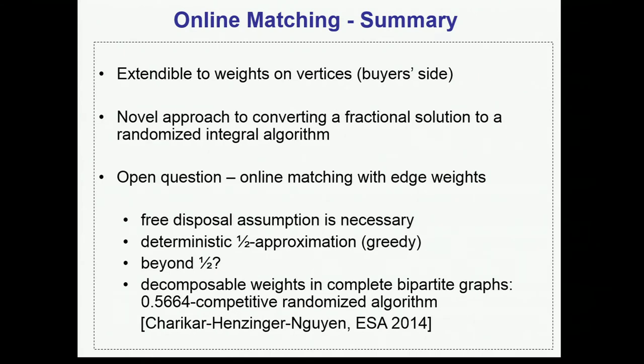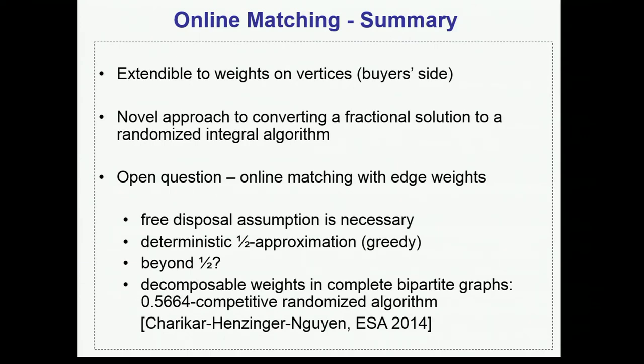This is a very neat idea. It's extendable to having weights, now to weights on vertices. So now instead of having just a cardinality matching, we can ask what happens with weighted matching. So the question is how are weights defined? One special case is when the weight of an edge, so if we have an edge from item J to buyer I, the weight of that edge is determined by the weight of buyer I. So all the edges adjacent to a particular buyer have the same weight, and this technique is extendable to this special case, and it gets 1 minus 1 over E. What happens with arbitrary edge weights?